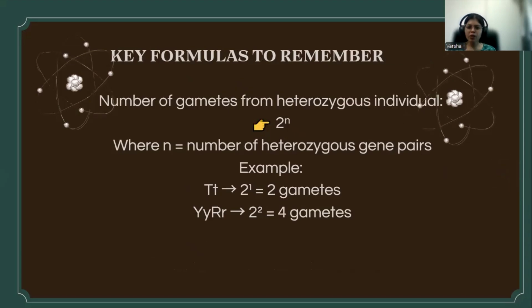Now, a key formula to remember: the number of gametes in a heterozygous individual is 2 to the power n, where n is the number of heterozygous gene pairs. For example, you can see capital T, small t, only one heterozygous pair. So 2 to the power 1 is equal to 2 gametes. Here, capital Y, small y, and capital R, small r are 2 heterozygous pairs. So the number of gametes becomes 2 into 2, equal to 4.